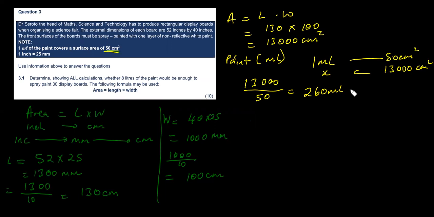Remember, this is just for one surface, and we need how many boards? 30. So we have 30 display boards here. Let's not forget that. We have 260 mils that needs to cover one display board. So here it is going to be 260 mils per display board.